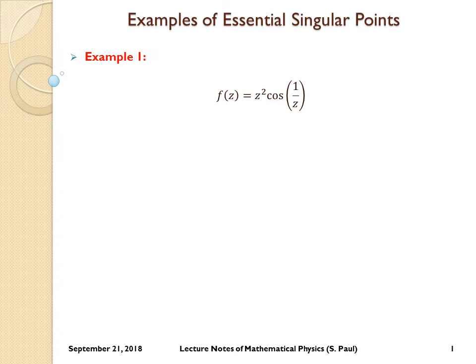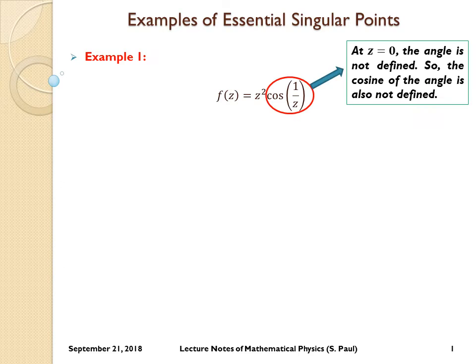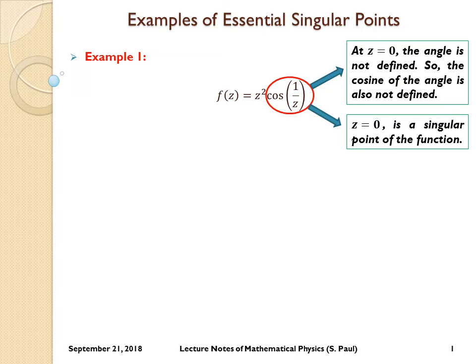First we will discuss the singular point of the function. As we can see, the angle 1 by z is not defined at the point z equal to 0, so the cosine of the angle is also not defined at z equal to 0. Therefore, we can say that z equal to 0 is a singular point of the given complex function.